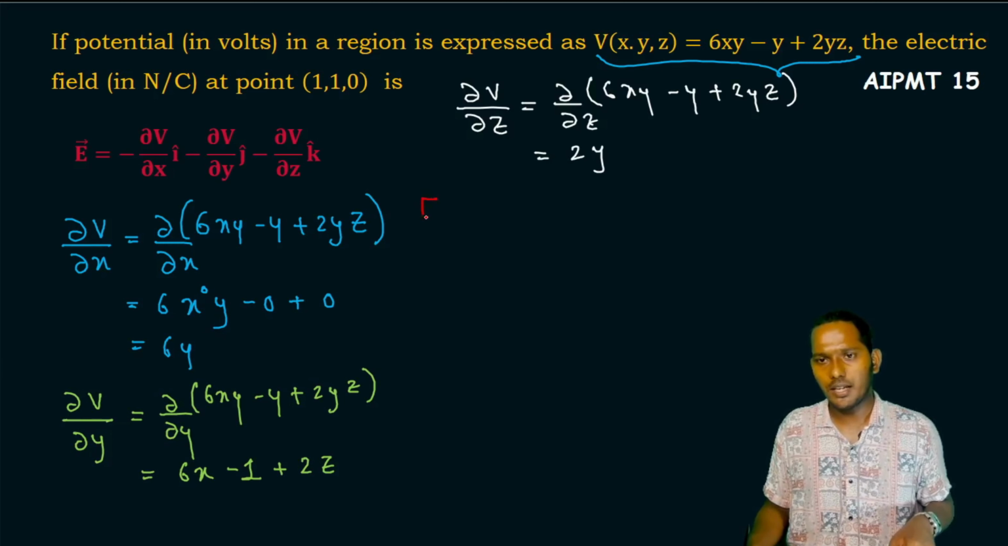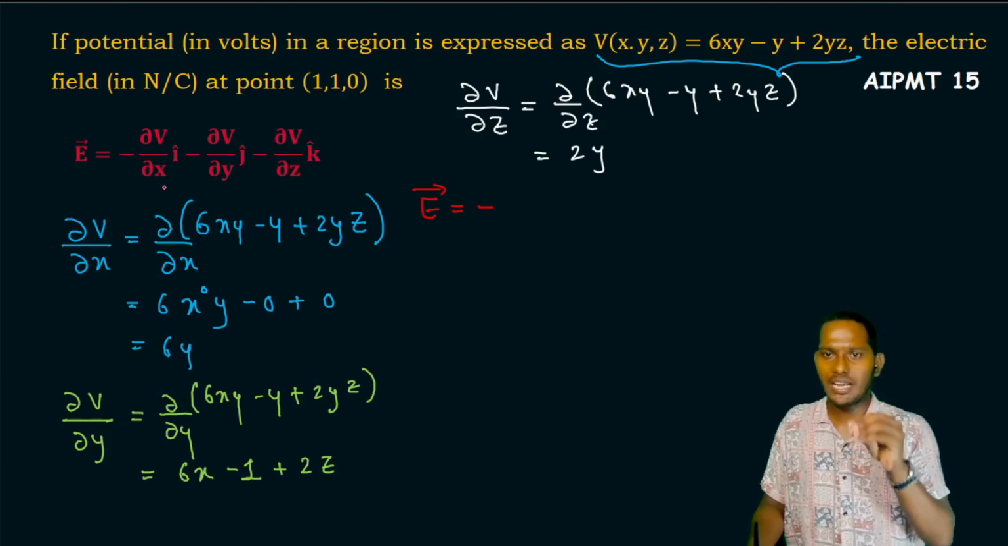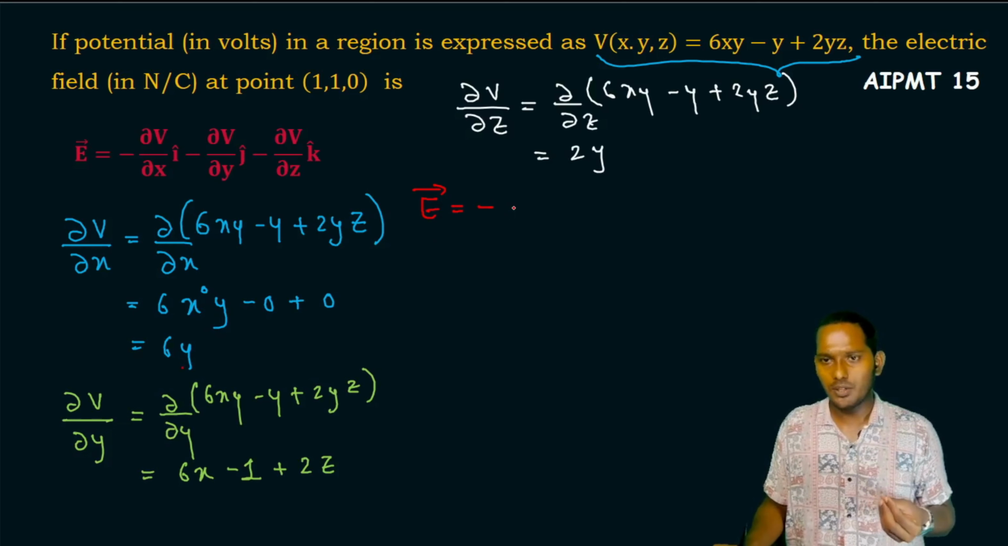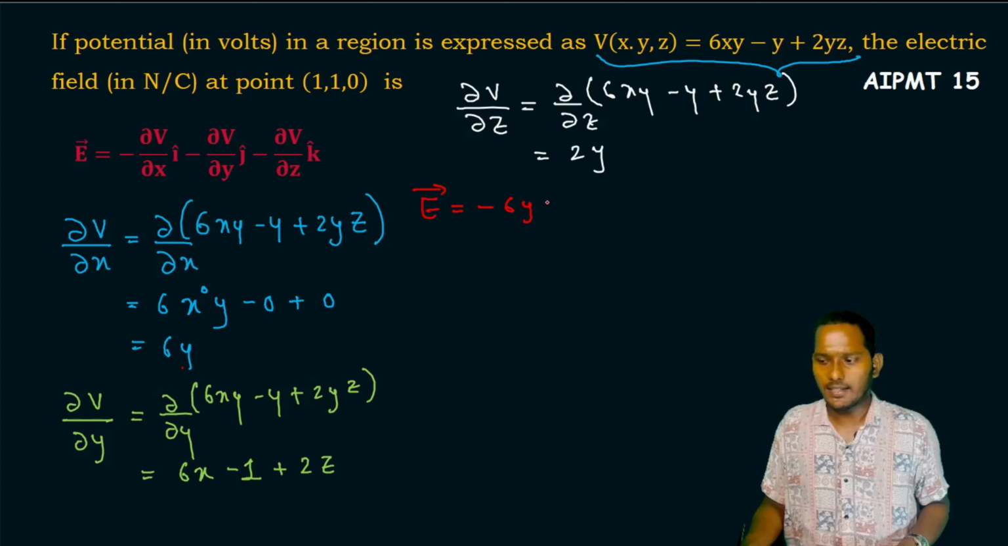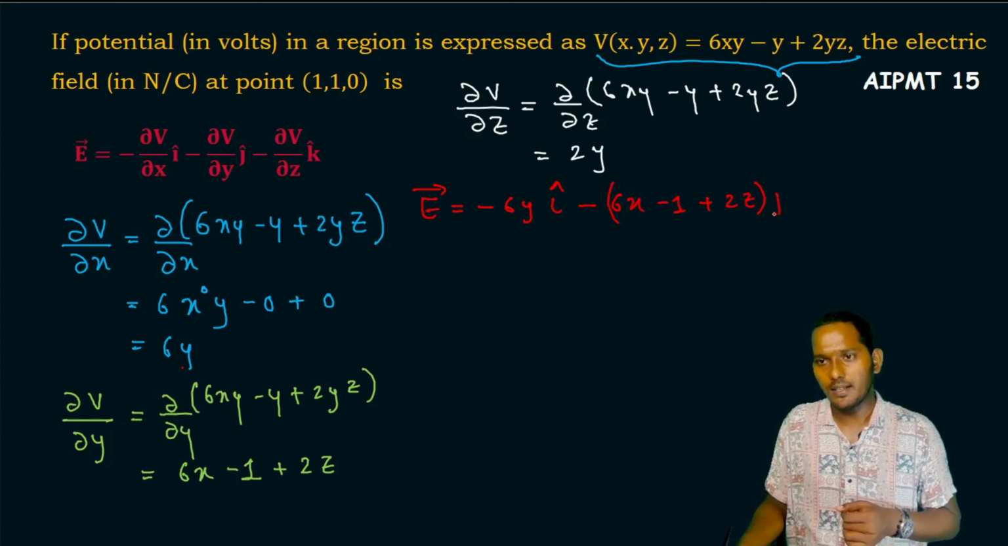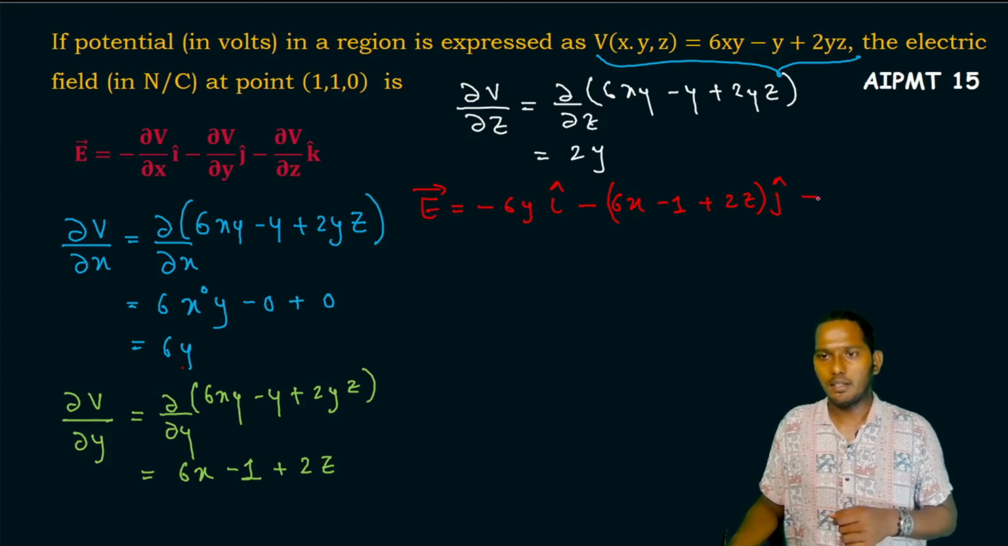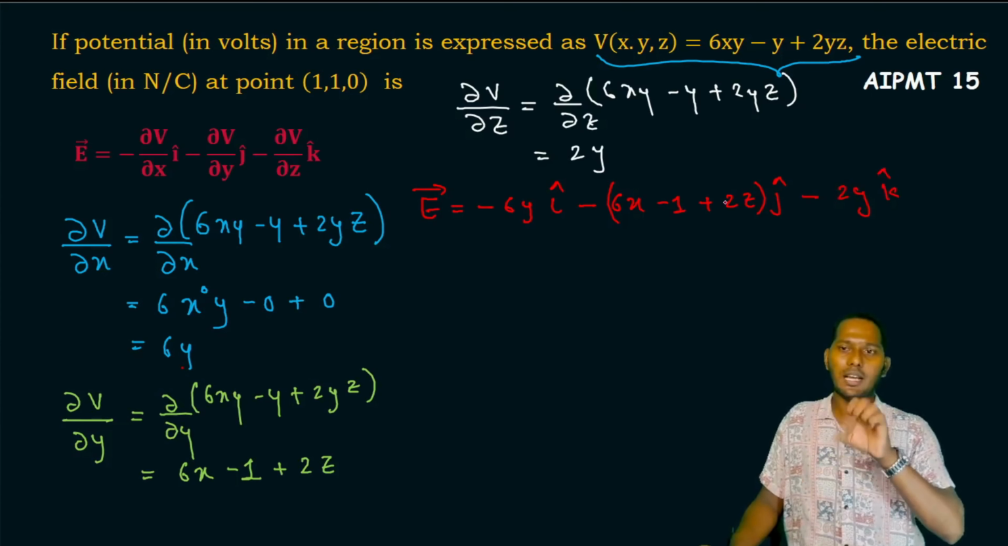Now I'll be just making a substitution of this in what I'm having. Electric field, students, I know electric field is nothing but minus dou V by dou x, which I have already done. So that is 6y, so it will be a minus 6y. And let me write it here as I cap minus 6x minus 1 plus 2z j cap, and minus 2y k cap, right? So this is what I'm having here.